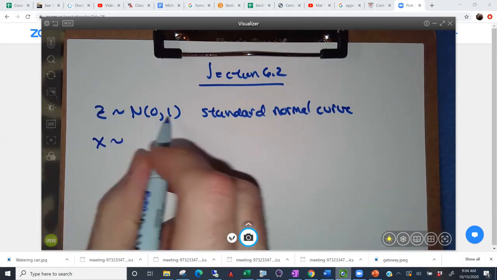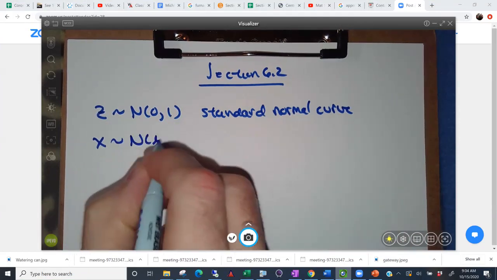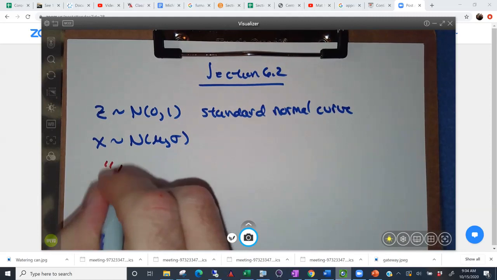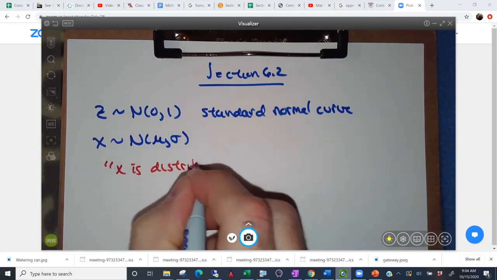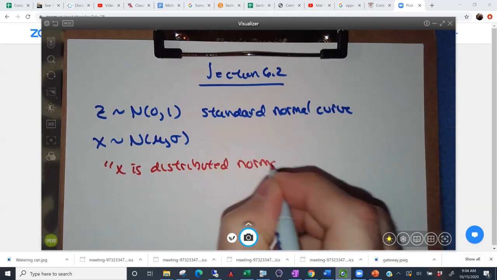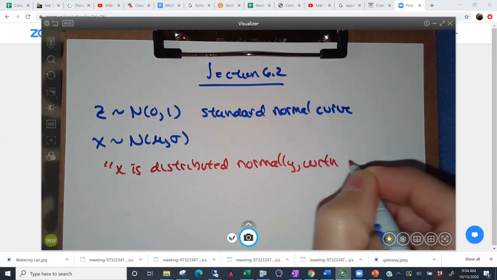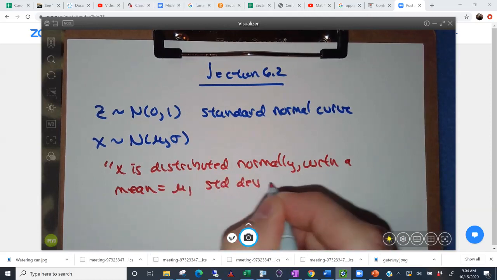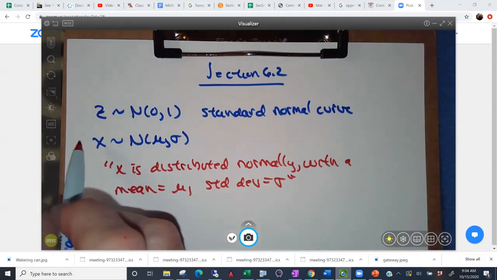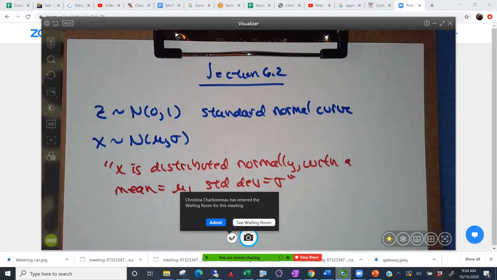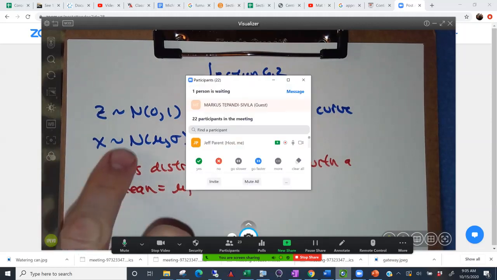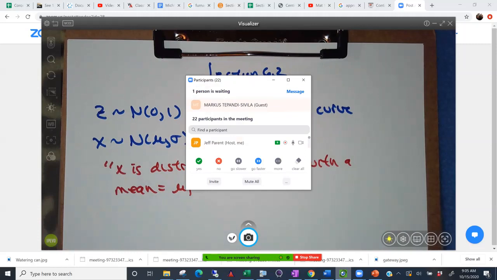So if it's not exactly this, then you can have X is distributed normally with a mean of mu and a standard deviation of sigma. What this notation is shorthand for is what I just said: X is distributed normally with a mean equal to mu and standard deviation equal to sigma. That's exactly what this is saying. And it's really nice and convenient because it takes the place of a lot of verbiage. So you're going to see me use this a lot. It's not something that the author uses, but that's fine.